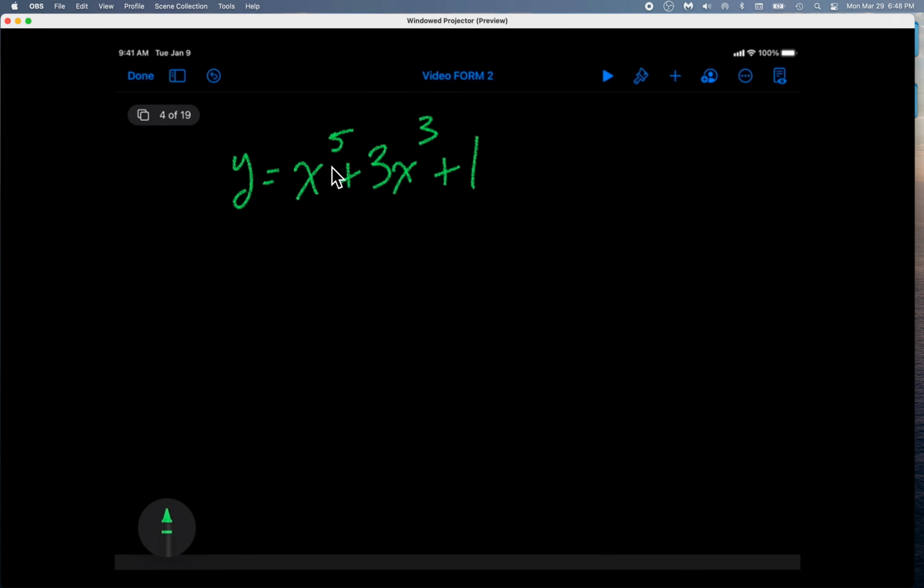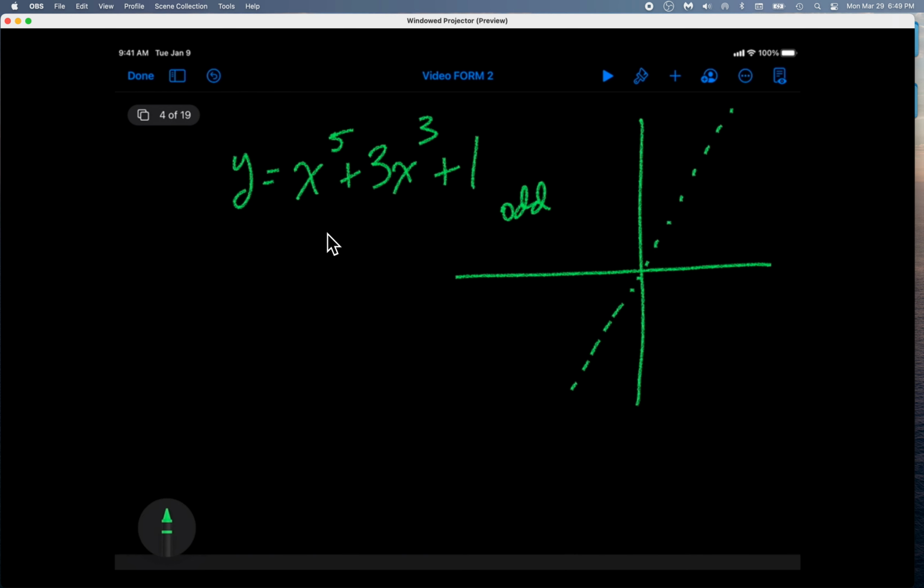This is a 5th degree polynomial because 5 is the largest exponent. 5 is odd. Therefore, this polynomial is going to simulate, in terms of its end behavior, one of our favorite graphs, y equals x to the 1st. Odd, odd, plus, plus in front.